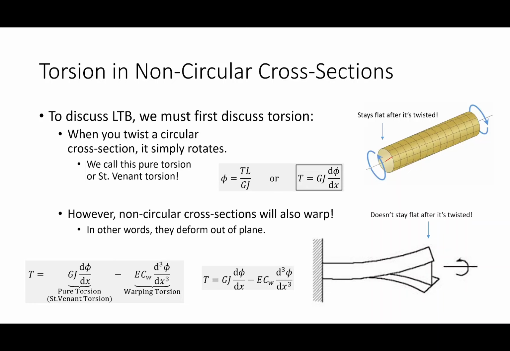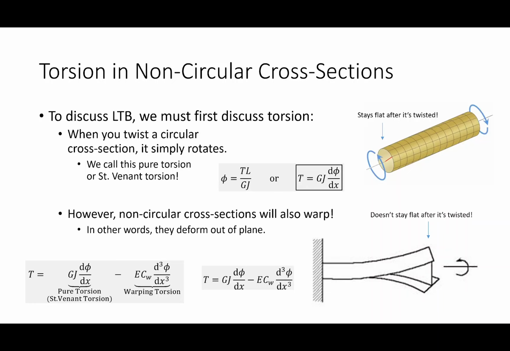Okay? So if you take an I shape, and you twist it, not only will it rotate, but the flanges will go in and out. The flange tips will rotate out and rotate in. So like if you cut a cross section here and here and here, you're getting these deformations in and out of the plane of the cross section. Does that kind of make sense, that visual?